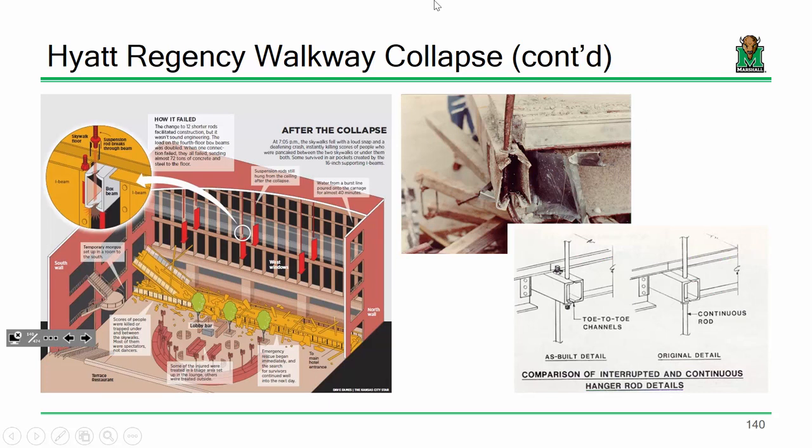The wonders of the internet, right? Was there a Wikipedia article on it? Oh yeah. This probably isn't as good, but that's the one. That's from the report.